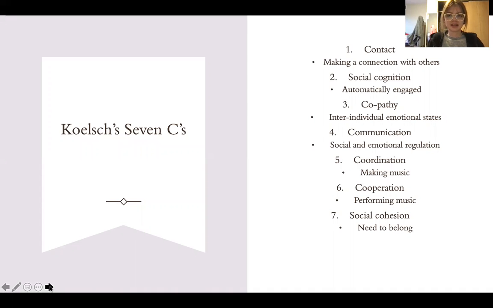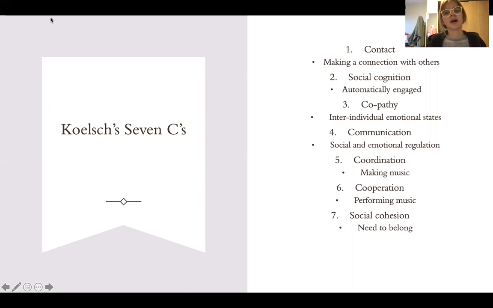And next we'll talk about the 7 C's. And first, let me move my camera. Okay, the 7 C's are contact, social cognition, co-pathy, communication, coordination, cooperation, and social cohesion. And so music perception activates all 7 C's, which is something that's really interesting because it's not very common to have all 7 C's activated.